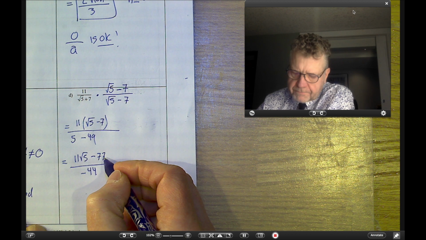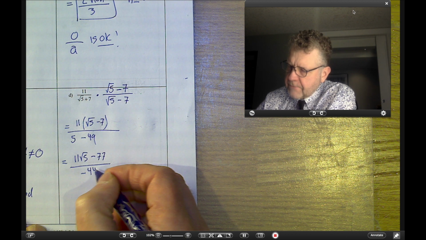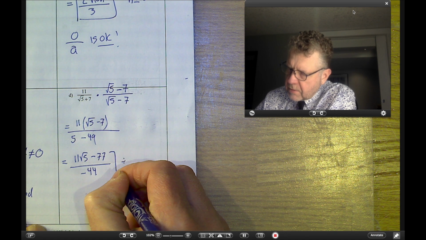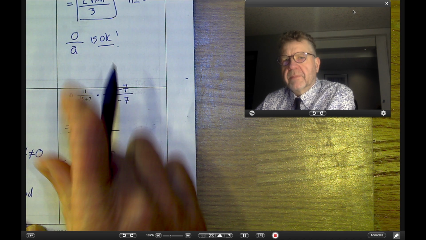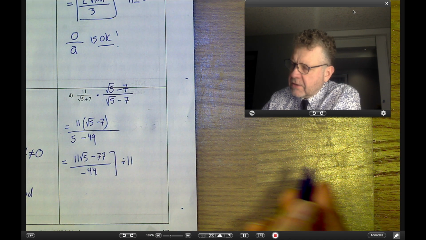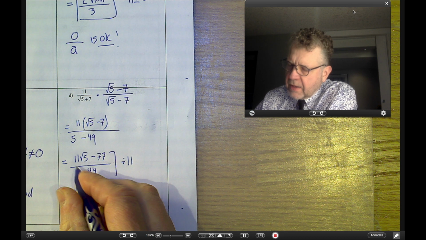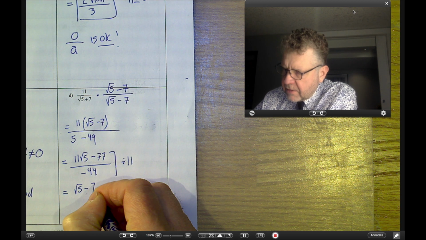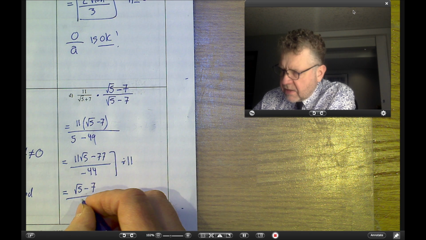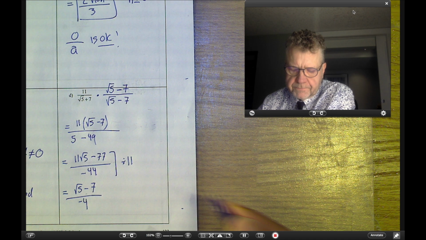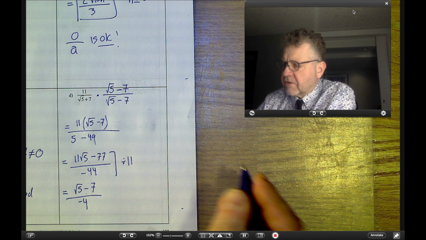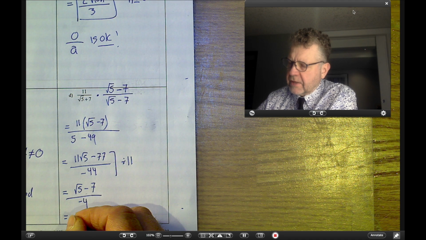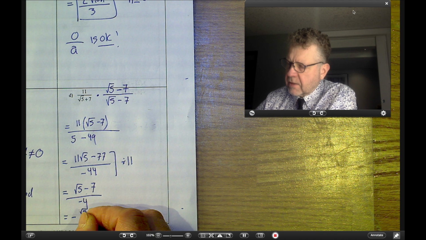Well, I can divide by 11. Everything's divisible by 11, right? And why am I going to divide by 11? If I divide the top and the bottom by the same number, again, I'm not changing the value, but I'm going to get 11 root 5 divided by 11 is simply root 5. 77 divided by 11 will be 7. And on the bottom, negative 44 divided by 11 is simply negative 4. All right? So if I just want to bring the minus sign out here, I can make it look like that.